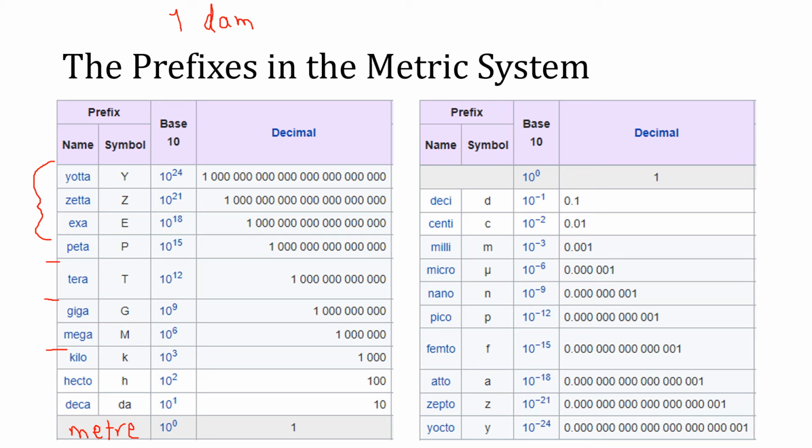There are numbers that get that big, but we just don't use these words to describe them. They're there though, so they are part of the metric system, and you could absolutely use them. If you needed to write down a 1 followed by 24 zeros as a unit of distance, if you're talking about that many meters, that is 1 yottameter.